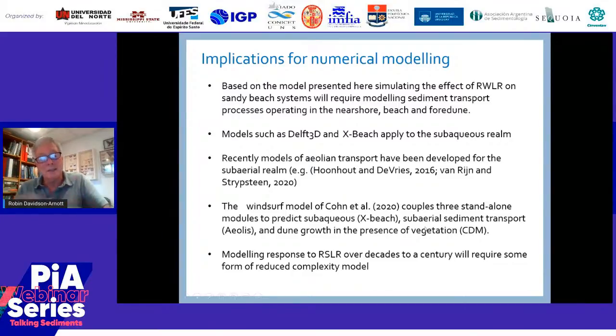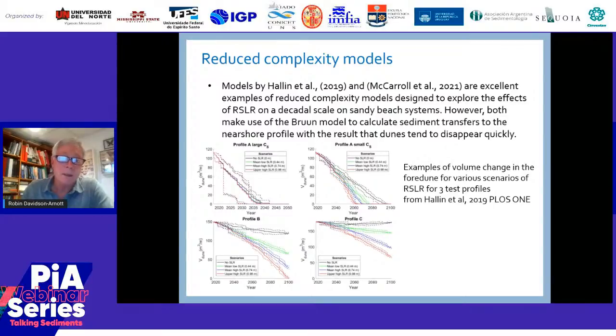But if we're going to apply these models, these are basically short-term models. And if we're going to apply them to forecasting the response of beaches over decades and centuries, we need to have reduced complexity models. And some of you may be aware then of two recent models, one by Hallin et al. and another by McCarroll et al., that attempt to explore the effects of relative sea level rise on a decadal scale. And I have to tell you that McCarroll and his group and Hallin and her group are really good scientists and have done really good stuff.